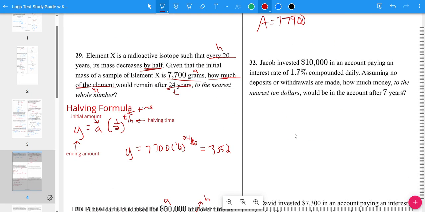Okay, 32. Same idea, because we're on this one. It says he invested this much, 10,000. The rate is 0.017. And it's compounded daily, so that happens 365 times in a year. So N is 365.